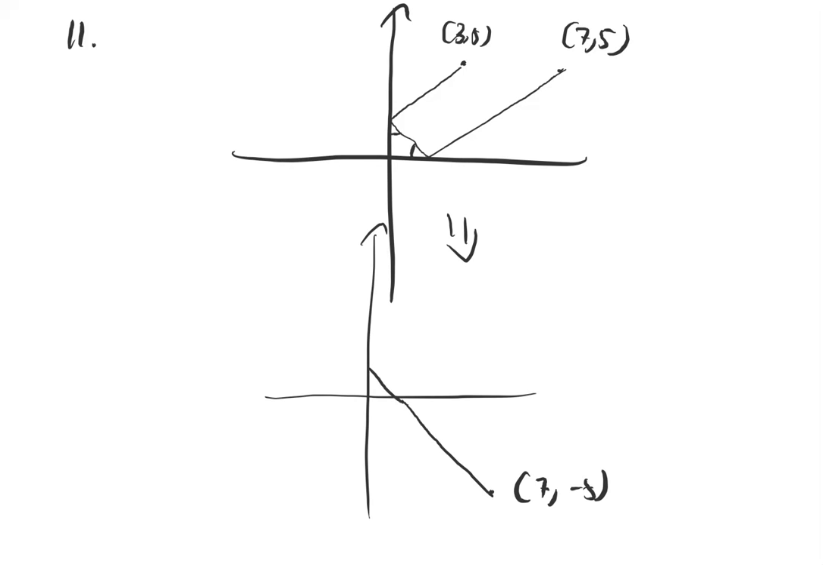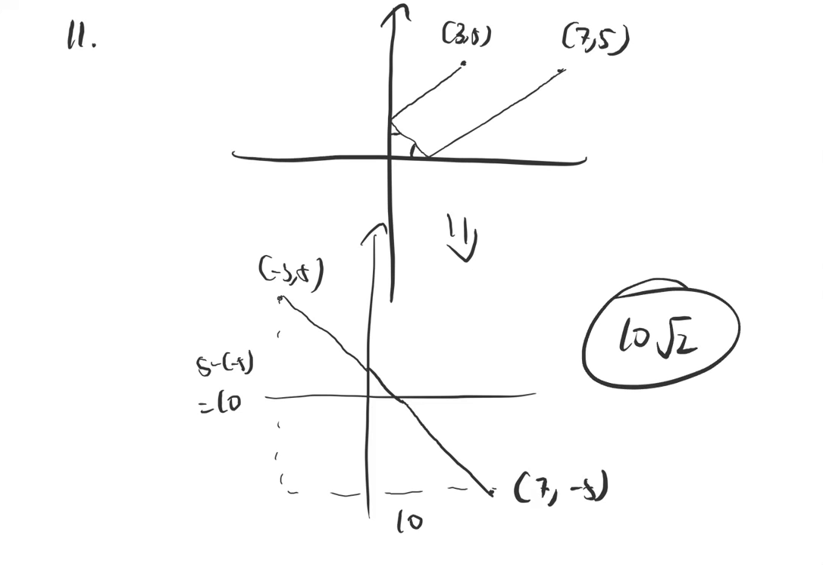And we reflect 3, 5 across the y-axis to here, negative 3, 5. And we can use the distance formula to calculate the distance between these 2 points. The length of 5 minus negative 5 is 10. This is 7 minus negative 3, also 10. So the distance is 10 root 2. It's as simple as that.